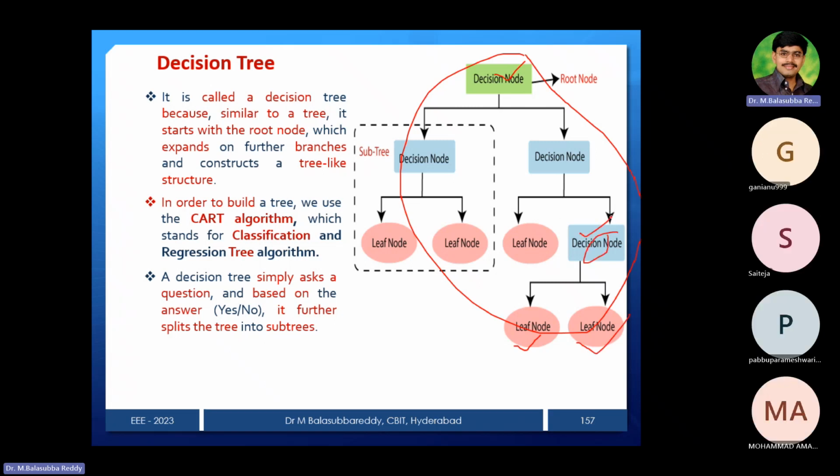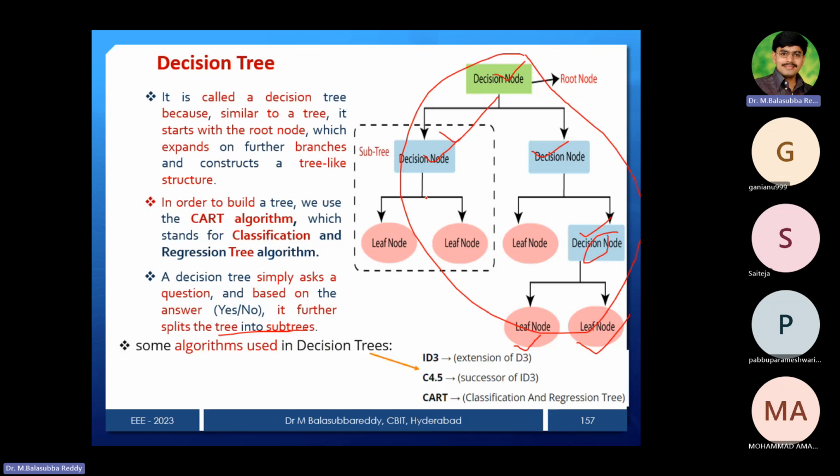This condition may be weather. This condition may be energy. This condition may be emotion. Whatever different features you want to consider, you can, and finally you have to decide your answer: yes or no, or true or false, or 0 or 1. It further splits the tree into subtrees. One subtree again has leaves and so on.